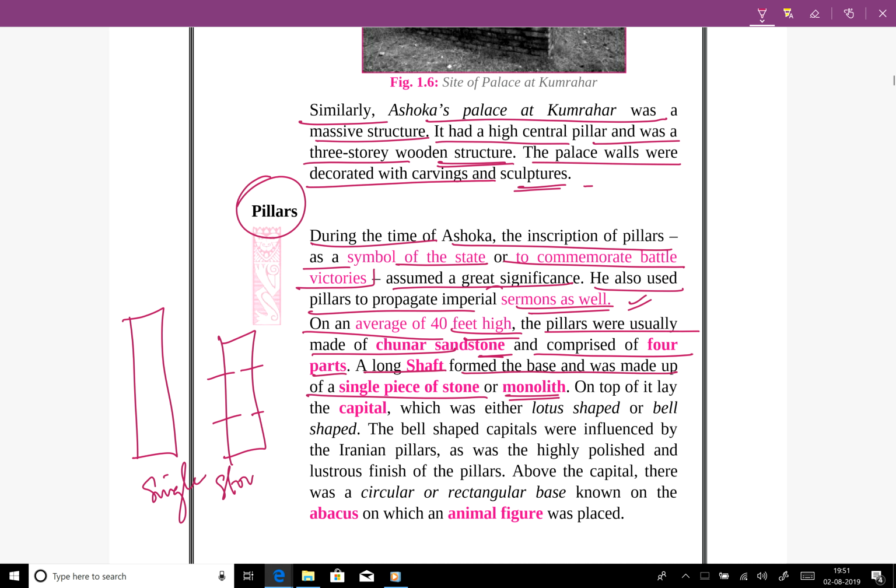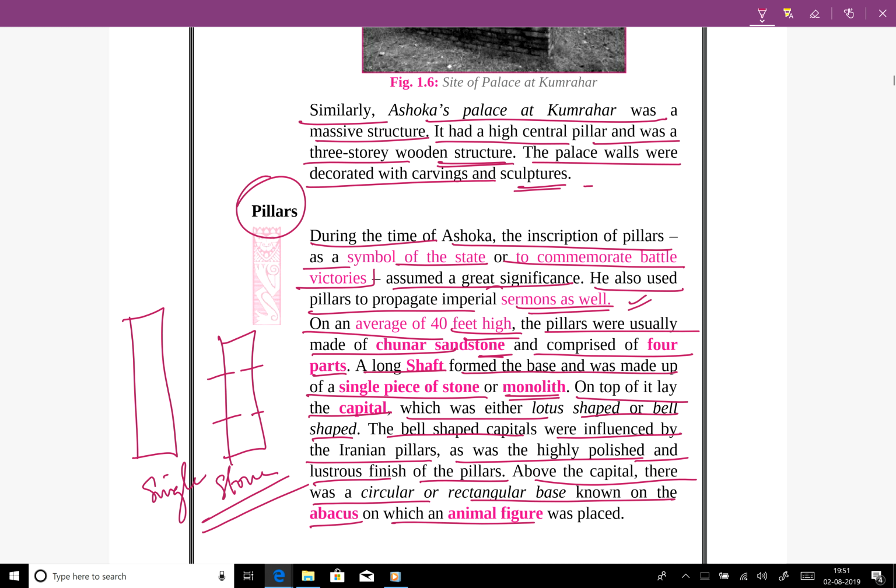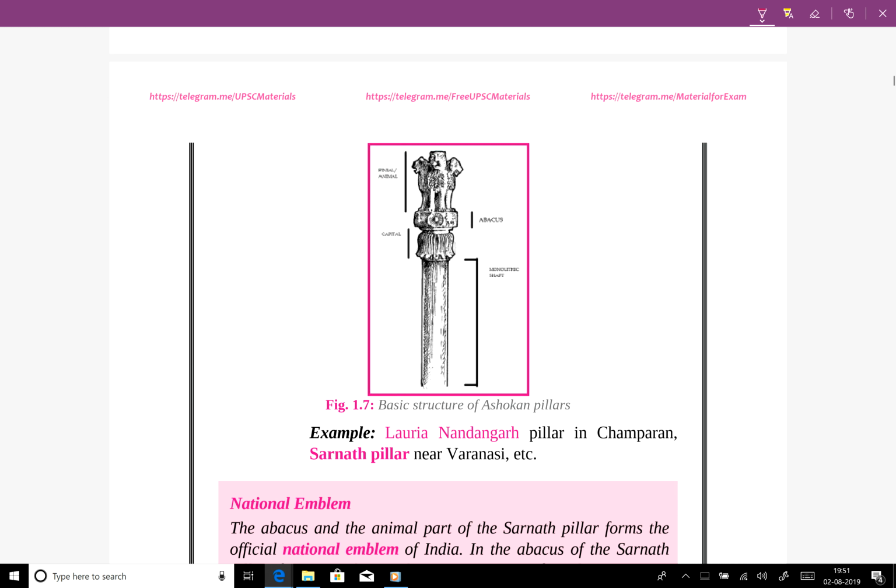On top of it lay the capital, which was either lotus shaped or bell shaped. The bell shaped capitals were influenced by Iranian pillars, as was the highly polished and lustrous finish of the pillars. Above the capital, there was a circular or rectangular base known as the abacus with an animal figure placed on it. See, this is the monolith shaft. This is the capital on which there is an abacus, and this is the animal motif.